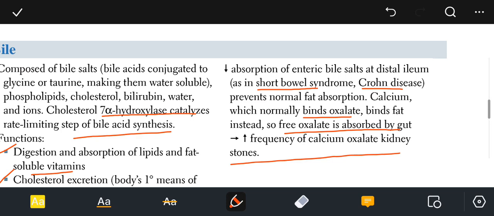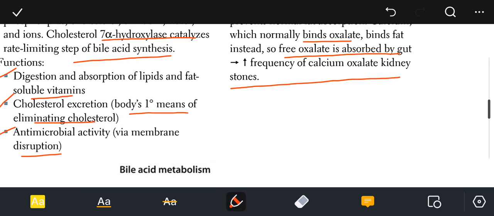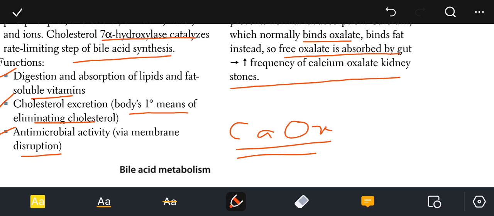The thing that you must remember over here is that calcium loves to bind with oxalate. I don't know the formula of oxalate, that is why I am reading it as calcium ox. So calcium loves to bind with the oxalate.